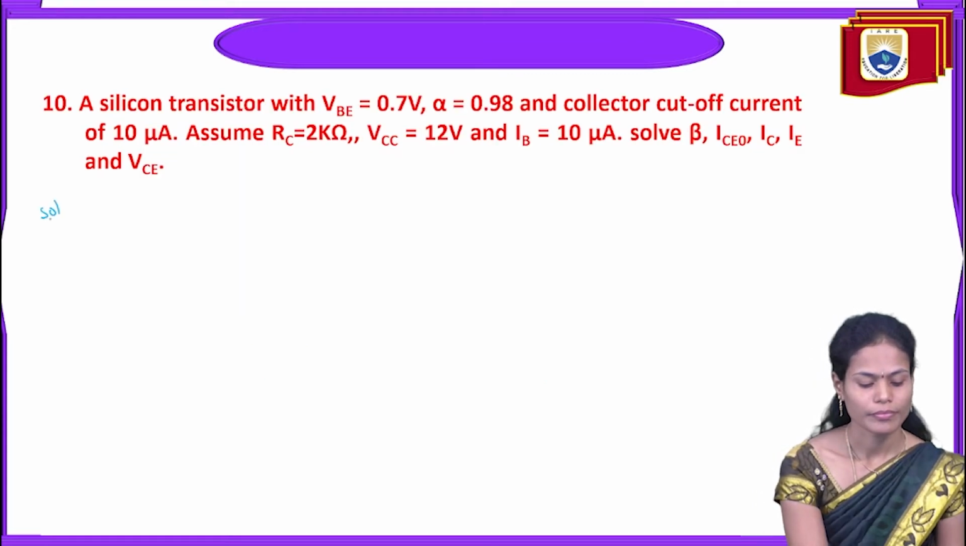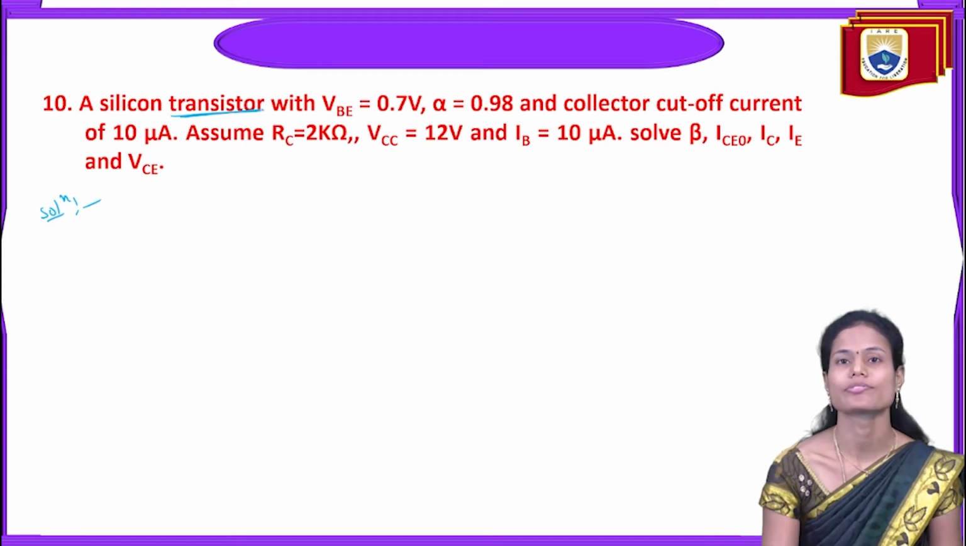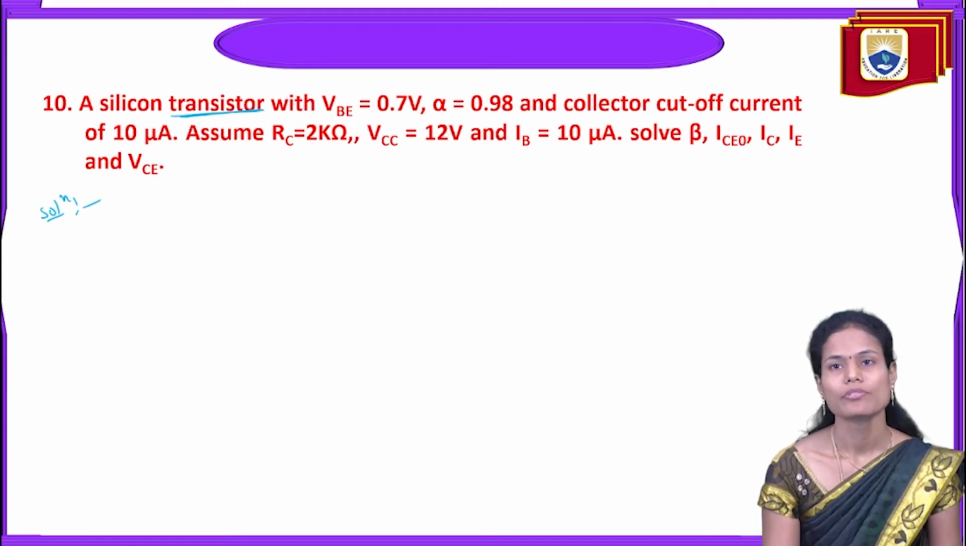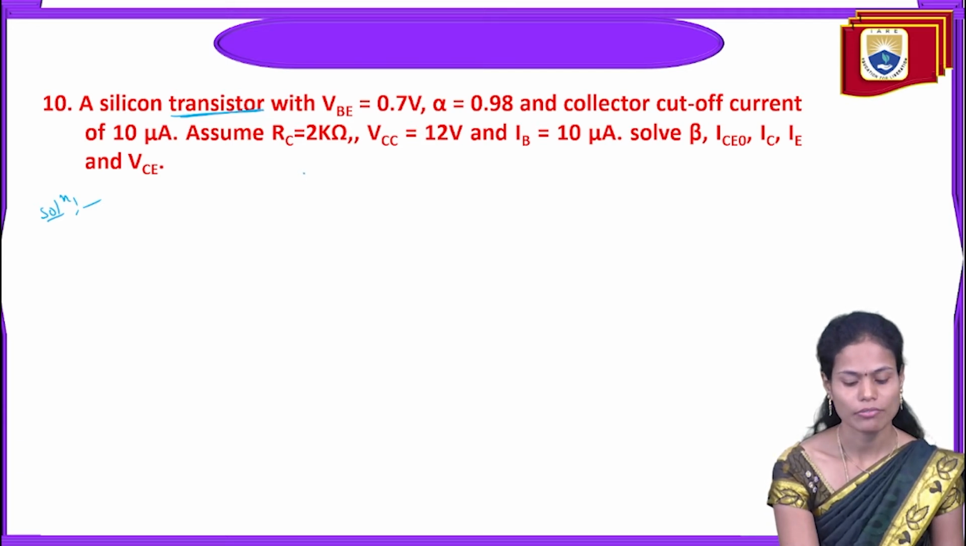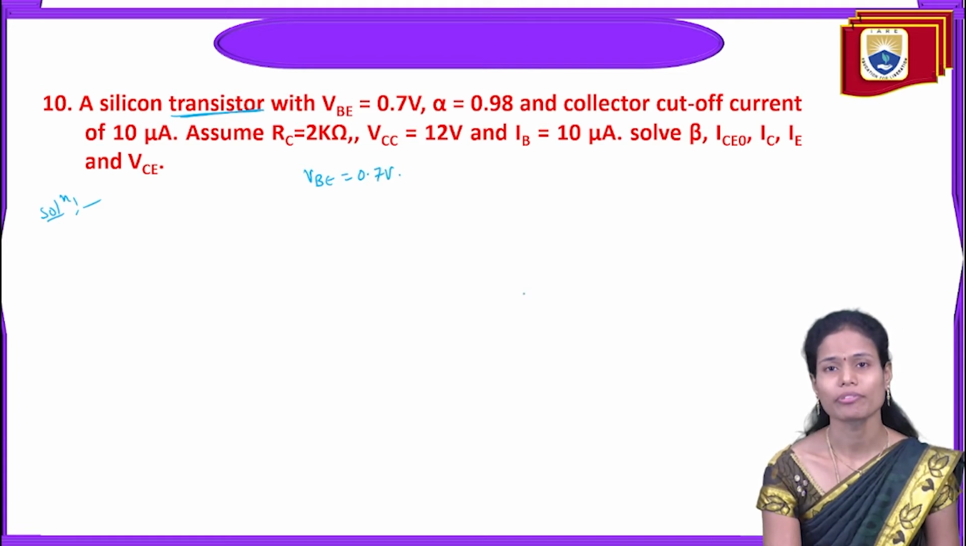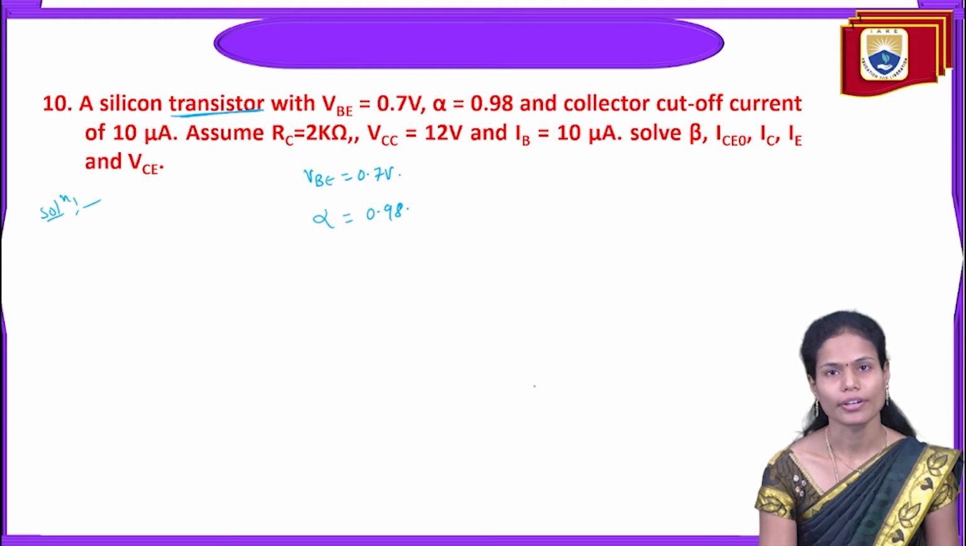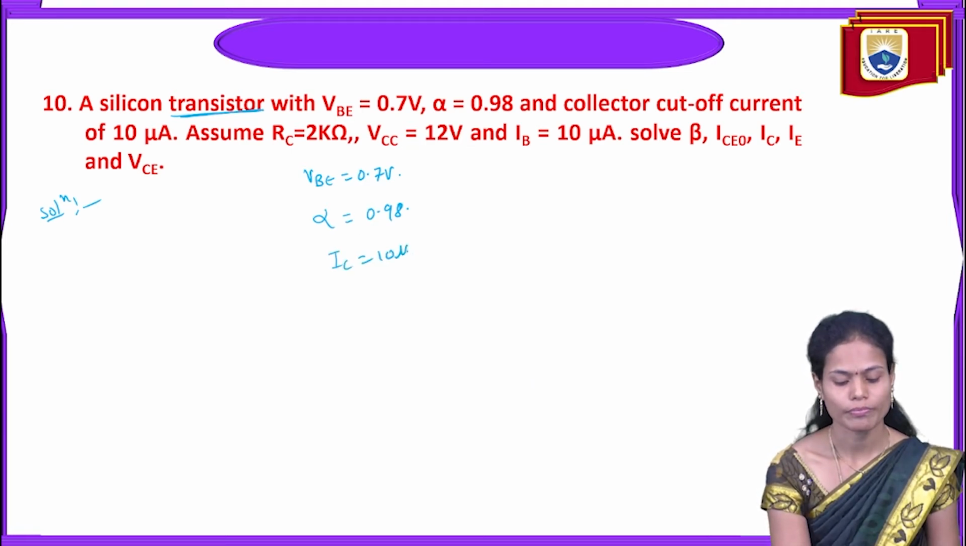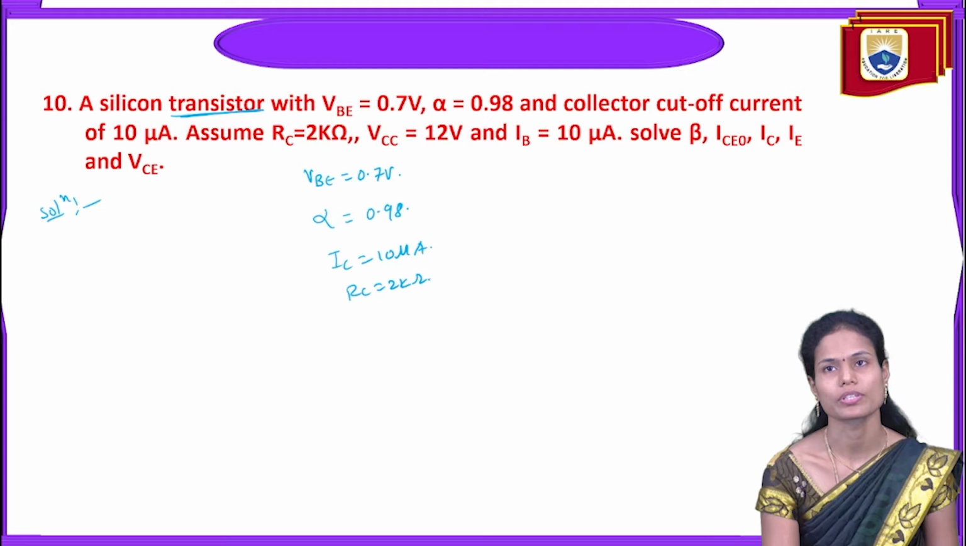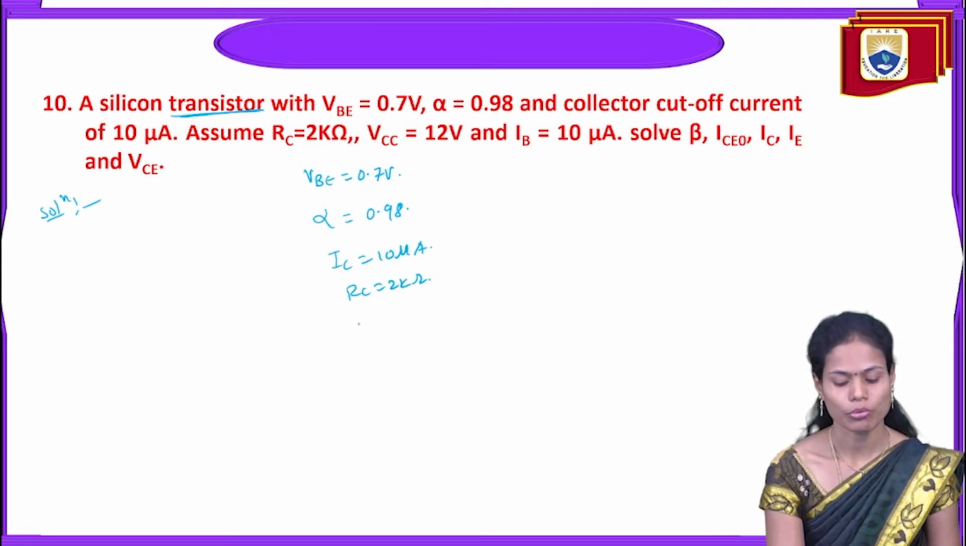And the next problem is related to the bipolar junction transistor. In this case, the given base to emitter voltage VBE is 0.7 volts, the current amplification factor of the common base configuration is alpha, that is 0.98, and the collector cutoff current is 10 microamperes. They have given the collector resistance as 2 kilo ohms, VCC, the supply voltage, as 12 volts, and the base current as 10 microamperes.